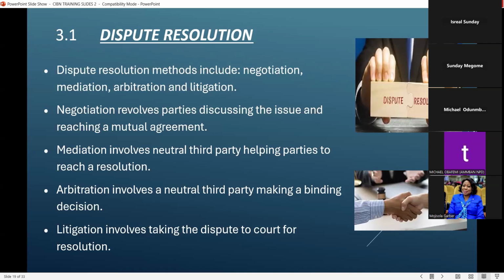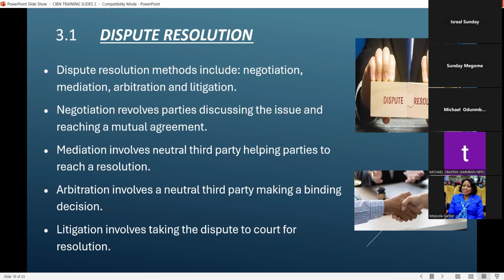Dispute resolution methods include negotiation, mediation, arbitration, and litigation. We pick the first one, negotiation. It involves parties discussing the issue and reaching a mutual agreement. Of course, two people, three people, a group of people sit down and discuss an issue. Remember, dispute, there's an issue. There was a complaint or any other thing that requires attention, that requires you to fix. So you are sitting down on the issue, reaching a mutual agreement. That is the angle of negotiation.